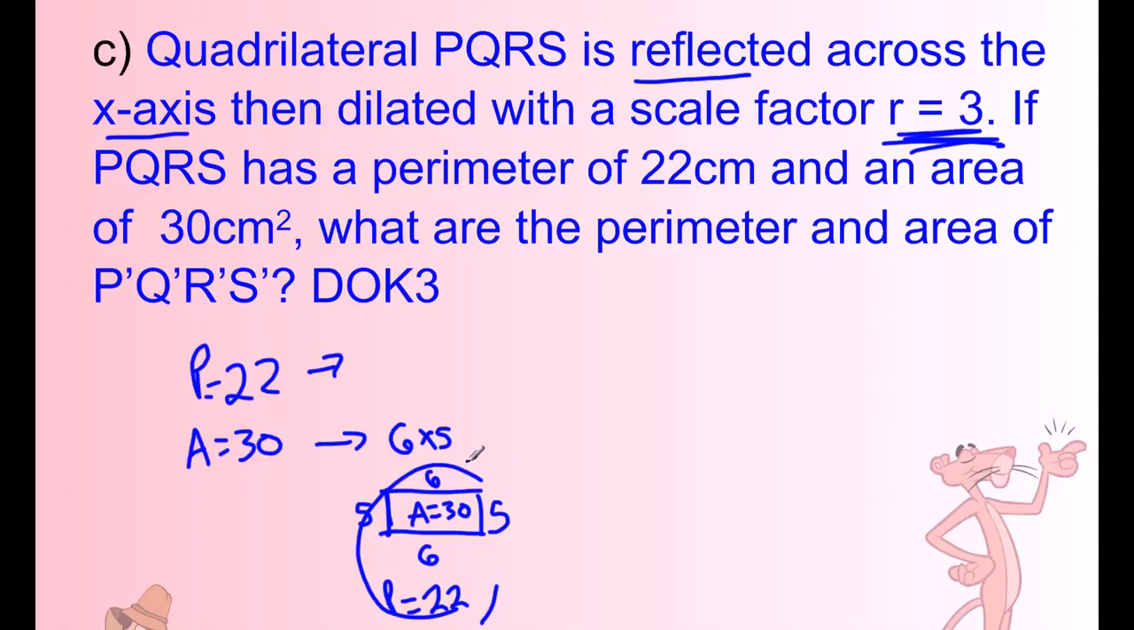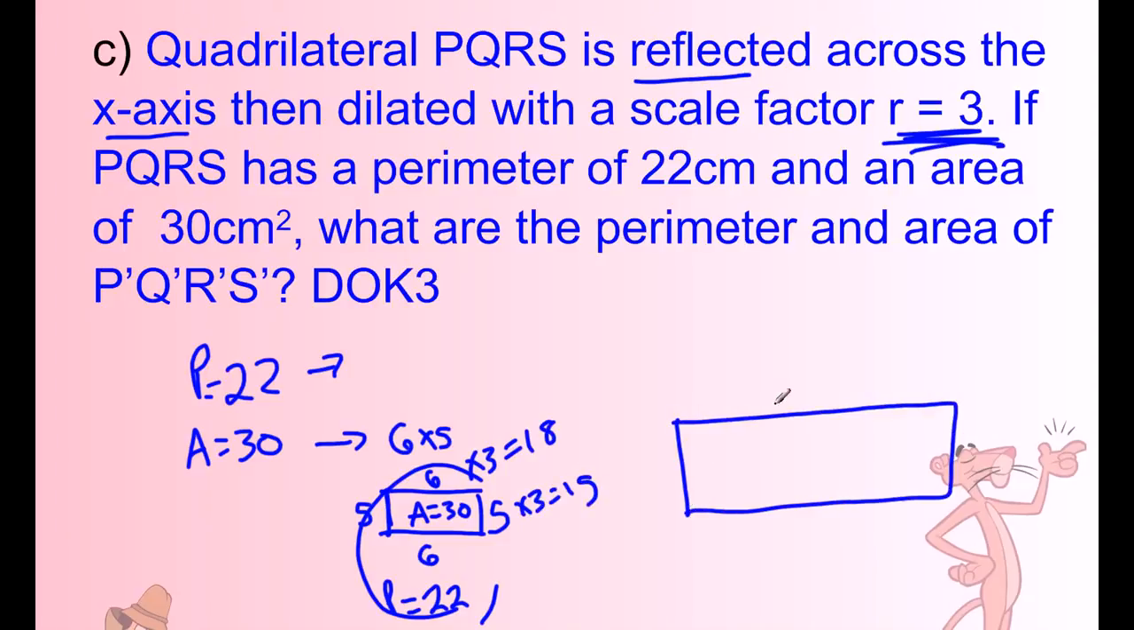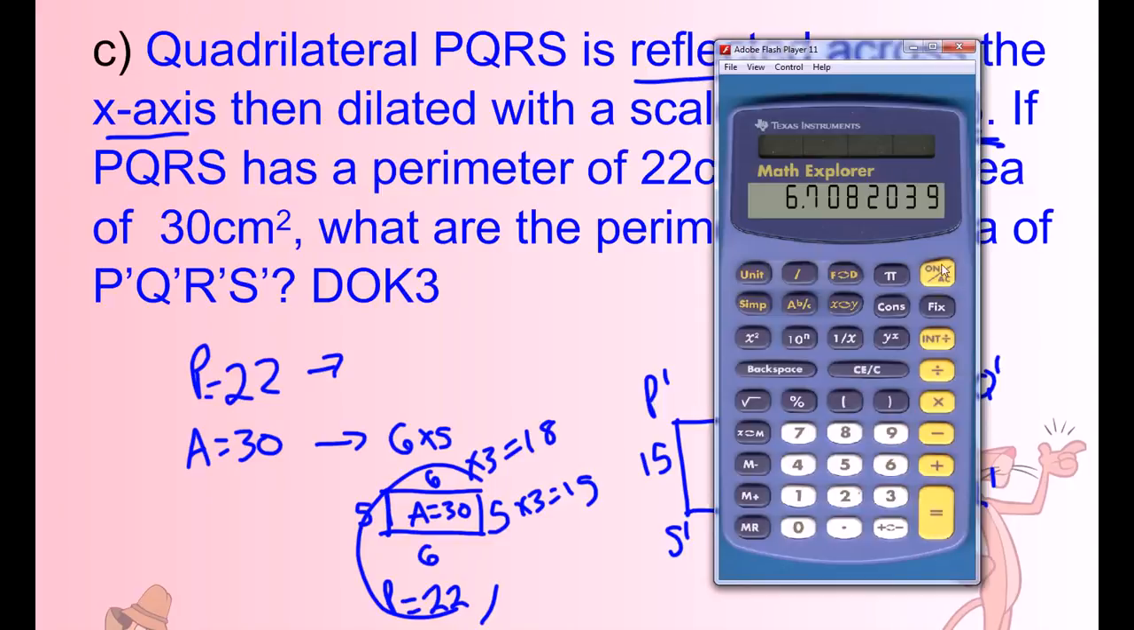So I'm going to take the 6 times 3 and get 18, and the 5 times 3 and get 15. So my new rectangle after this transformation would be 18 by 15. So what is the perimeter and area of the new shape, P prime, Q prime, R prime, S prime? Well, the area I'd find by doing 18 times 15, length times width. 15 times 18 is 270.